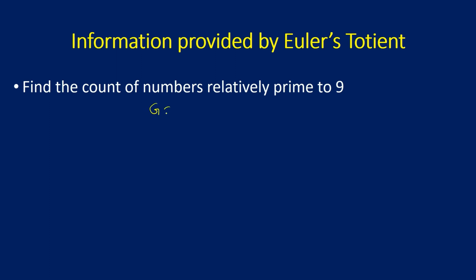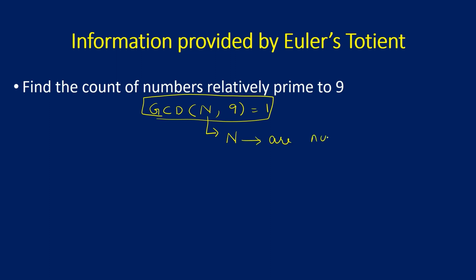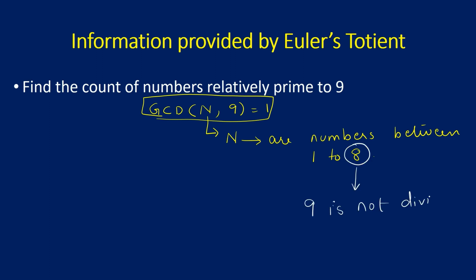So if you want to find the numbers which are relatively prime to 9, what is the condition you are going to check? The condition that you have to check is the GCD between that number n and 9 has to be 1. So you have to check whether the number n satisfies the given condition or not. And what is n? n are numbers between 1 to 8. Now why only till 8? Because 9 is not divisible by a number larger than 9 itself. So the last number with which you can divide 9 is 9 itself.